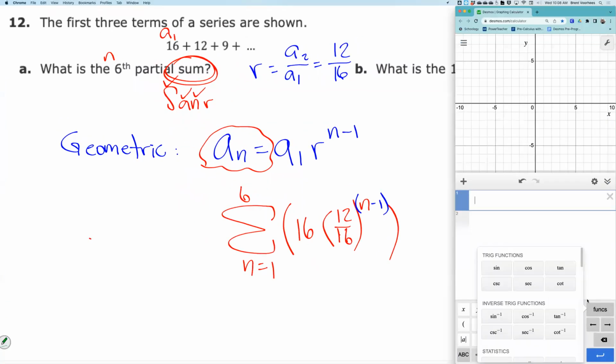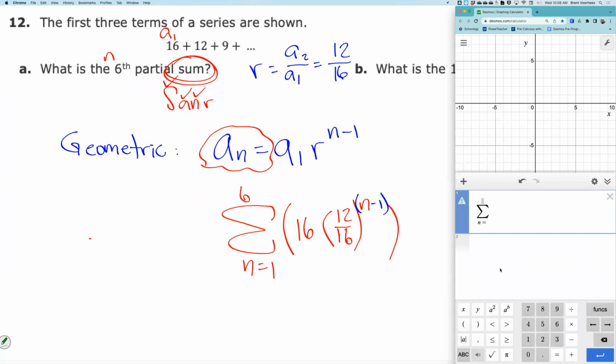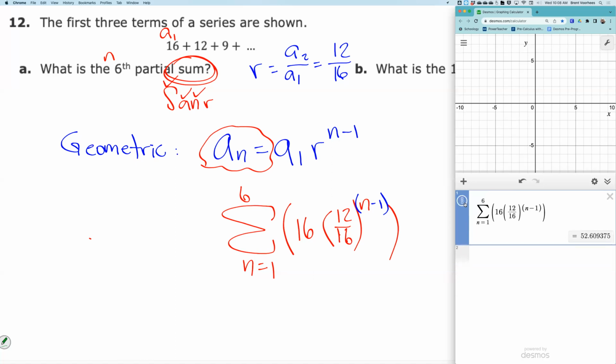To find a sigma on the calculator, I press function and scroll down to calculus. There it is. Sigma, n is equal to 1. Whenever we write it by hand, we're always going to put a 1. We have 6 n's that we're going to add up together. A1 is 16. The rate is 12 divided by 16. And we're raising this to the power of n minus 1. If I just type in n minus 1, see how it didn't work? So I need to change it to n, parentheses, minus 1 like that. That's the answer I'm getting. I'm going to leave it as a decimal. What is the sixth partial sum?